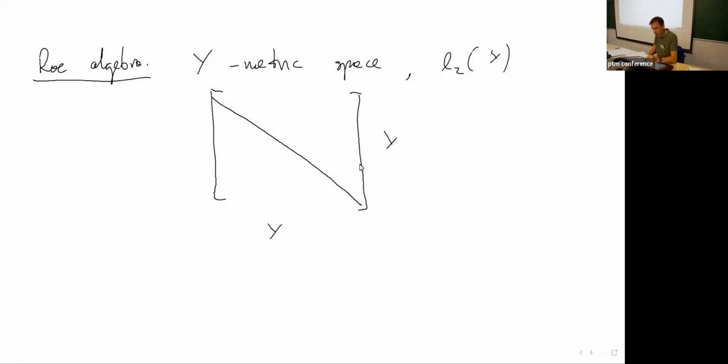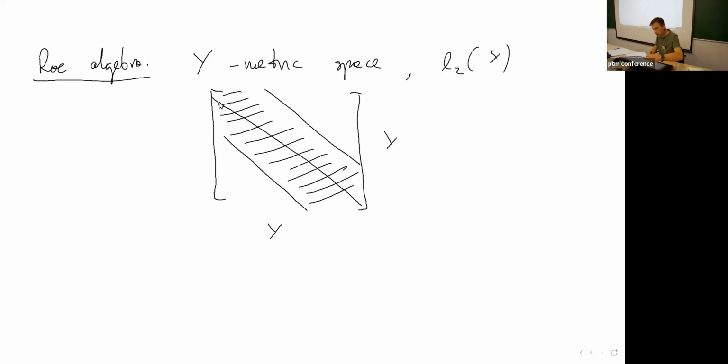Here's the main diagonal, and the operators I want to consider are ones which are supported in finite bounded strips along the diagonal. These bounded strips, so this is d(x,y) less than or equal to n. Okay, so this is the bounded strip. These are called finite propagation operators. If I apply this to a characteristic function at a point, then I get something which is supported on some ball around that point.